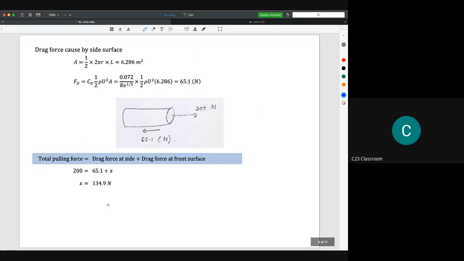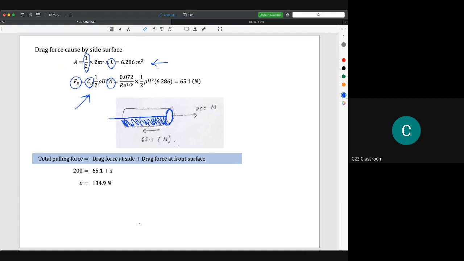So the drag force can be calculated by using this equation. We have a drag force equal to CD 1/2 rho u square A. So A here is the cross-sectional area. A is actually the area that reacts with the shear force, where the shear force acts on a surface. So here we have a timber. However, the water level is half of the timber, so we need to calculate the area of this one. We could calculate it as 1/2 times 2 pi r times L.